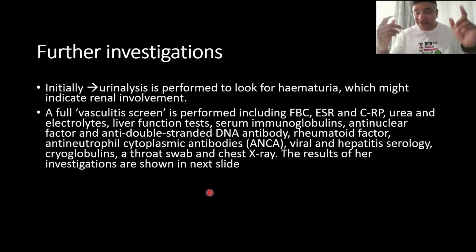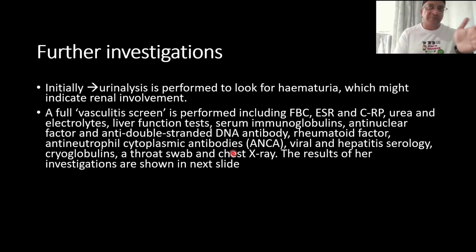We do a vasculitis screen: full blood count, inflammatory markers, which is your erythrocyte sedimentation rate, your ESR, and your C-reactive protein, CRP. We do a renal function, so urea and electrolytes, liver function tests. Then we do serum immunoglobulins. We do your anti-nuclear factor, anti-double-stranded DNA antibody. Some people do anti-Smith antibody, all right. And that's looking for lupus, and rheumatoid factor, anti-CCP, which is anti-cyclic citrullinated peptide, for rheumatoid arthritis, ANCA looking for vasculitis.